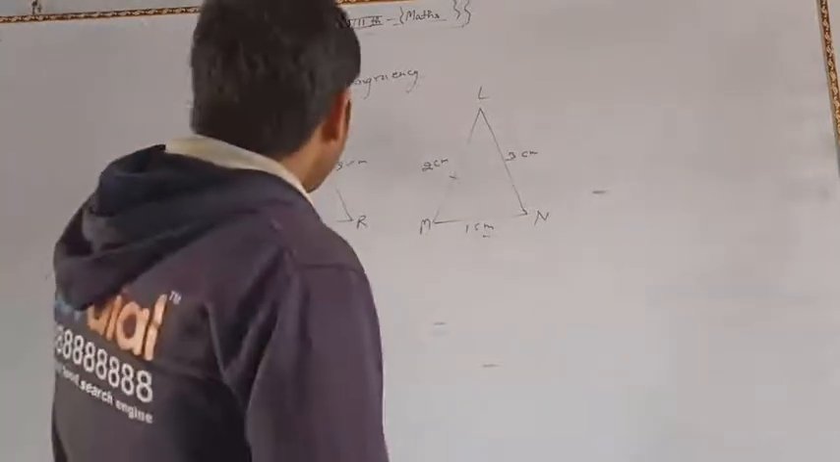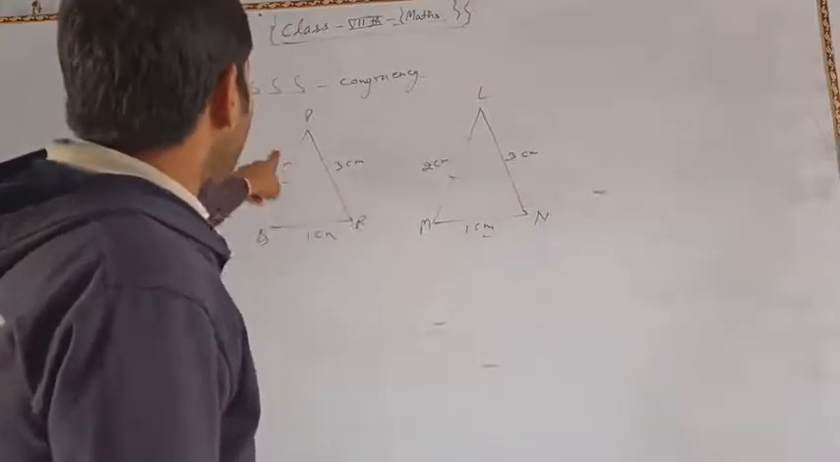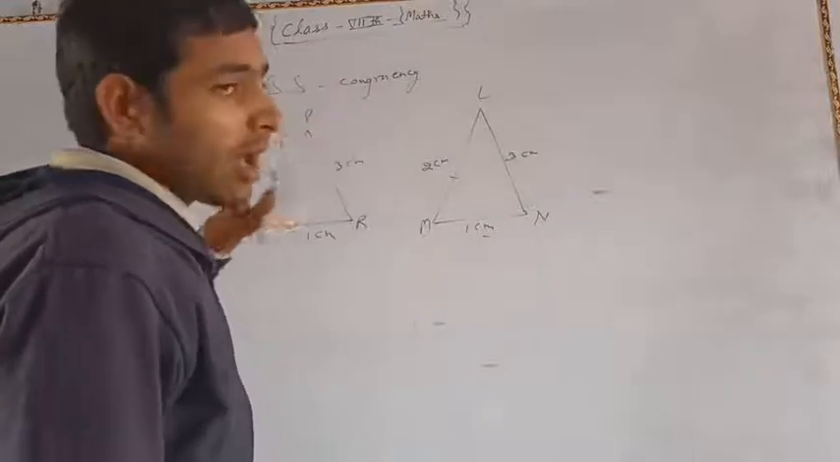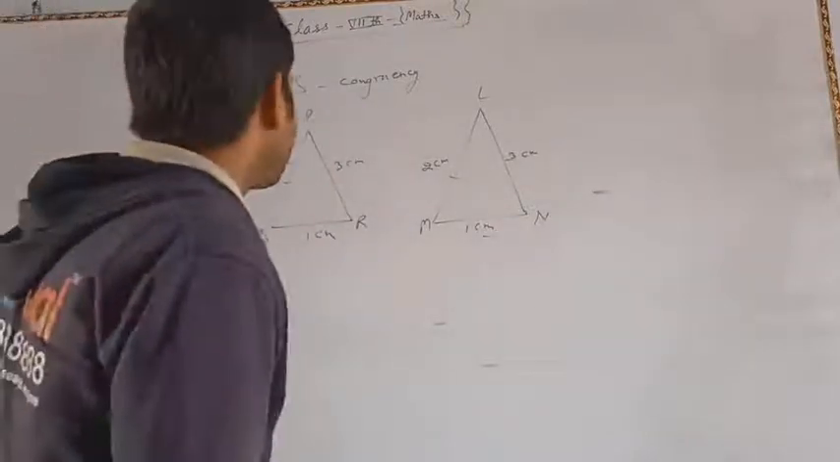And what type of rule of congruency have you found? Here you have found the SSS rule of congruency, the side and side congruency rule.